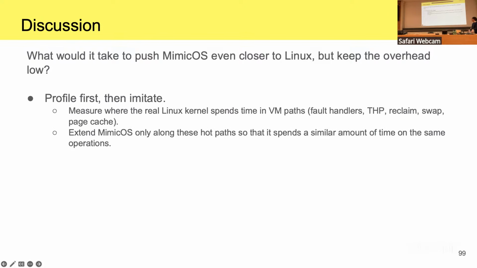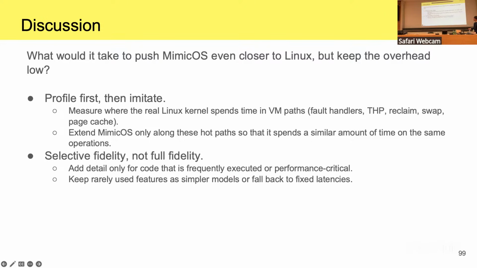So I would profile first, then imitate. Basically measure where the real Linux kernel spends time in the VM paths, and extend Mimic OS only along those hot paths so that it spends a similar amount of time on the same operations. And also selective fidelity, not just full fidelity, meaning adding detail only for code that is frequently executed or performance critical. So keep rarely used features as simpler models or fall back to fixed latencies.